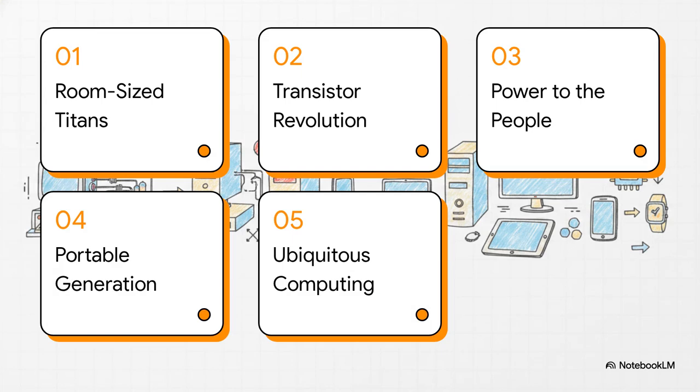So here's our roadmap for the Great Shrink. We'll start with the room-sized titans, move on to the transistor revolution, see how we brought power to the people, untether completely in the portable generation, and finally arrive at the ubiquitous computing era.